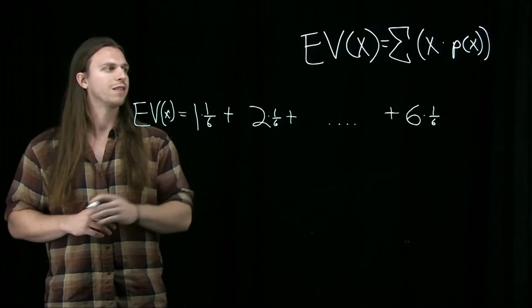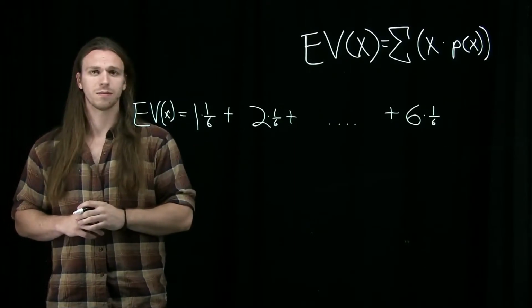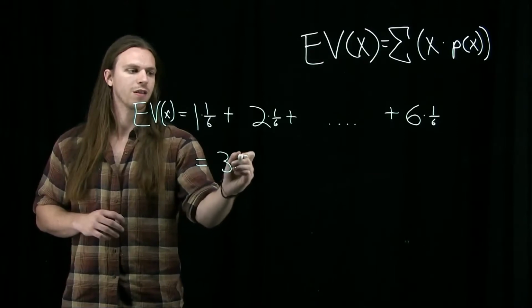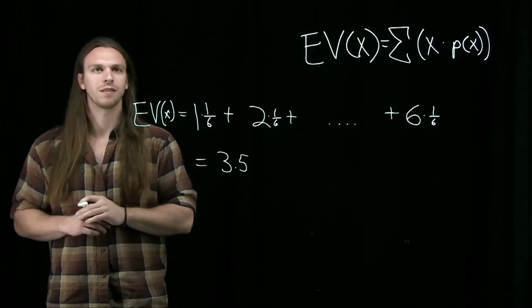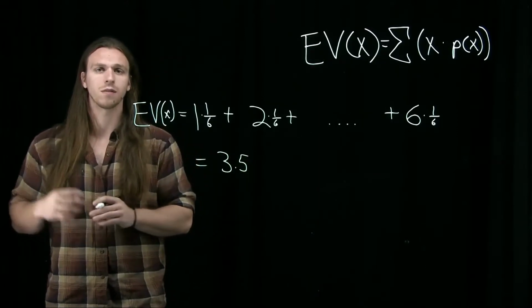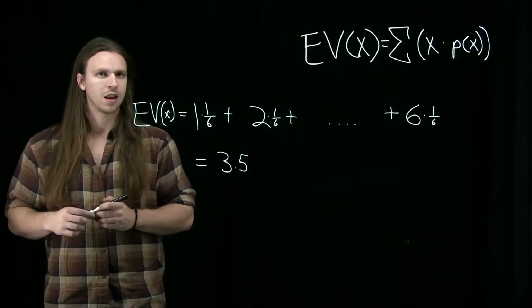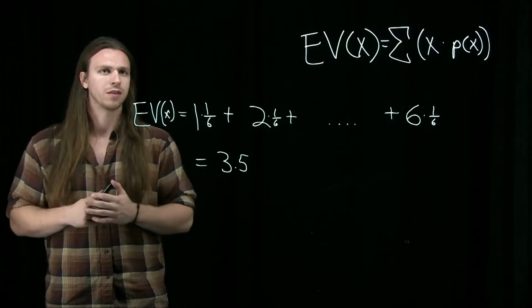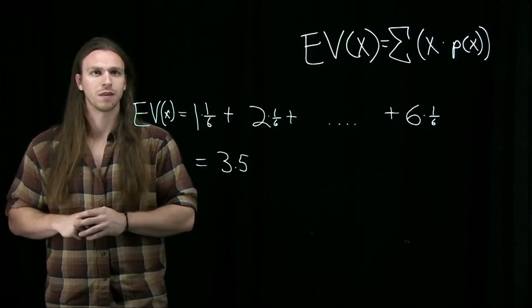When you add this equation, you'll find 3.5 is the expected value of one die roll. Now, this may seem odd at first, since it's not possible to actually roll a 3.5.